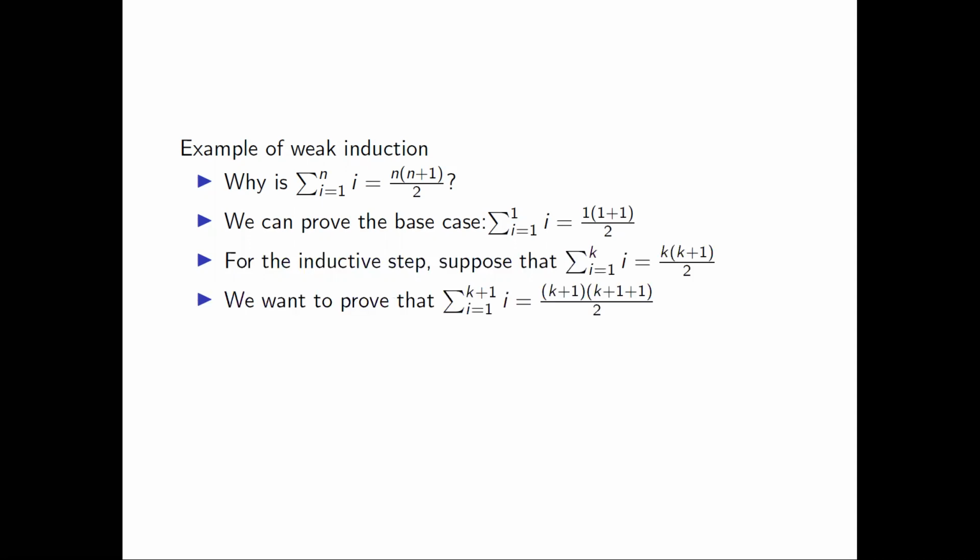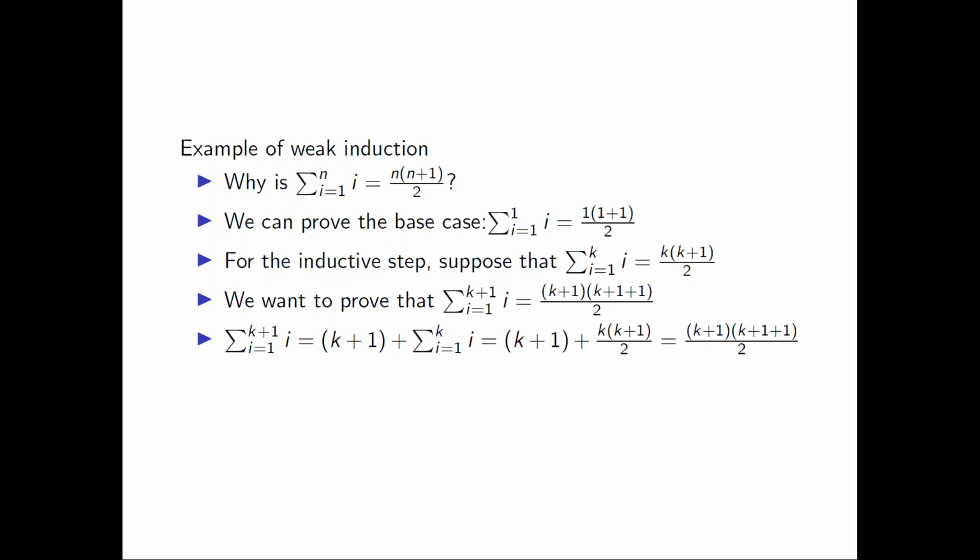And we're going to try to use that inductive hypothesis to prove that the next step of the induction is true. In other words, in this case, for this problem, to prove that the sum from i equals 1 to k plus 1 of i is equal to k plus 1 times k plus 1 plus 1, all of that over 2.